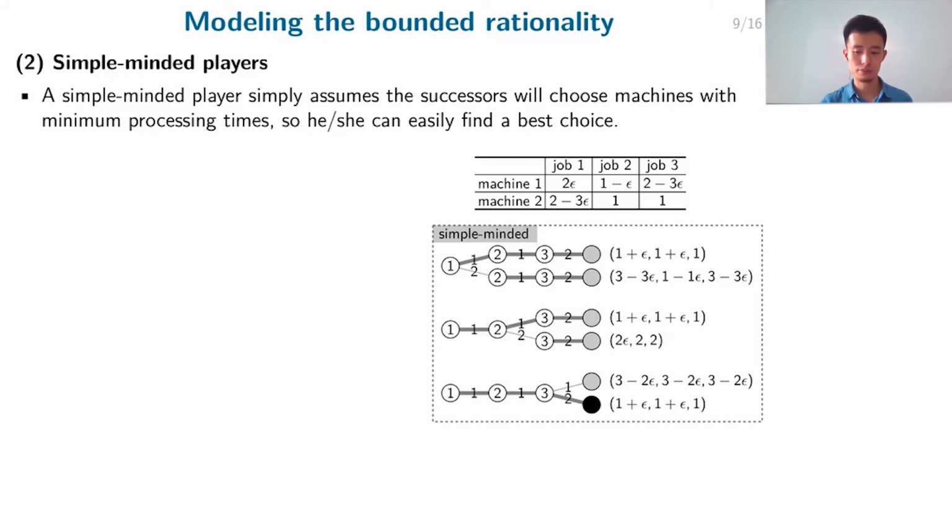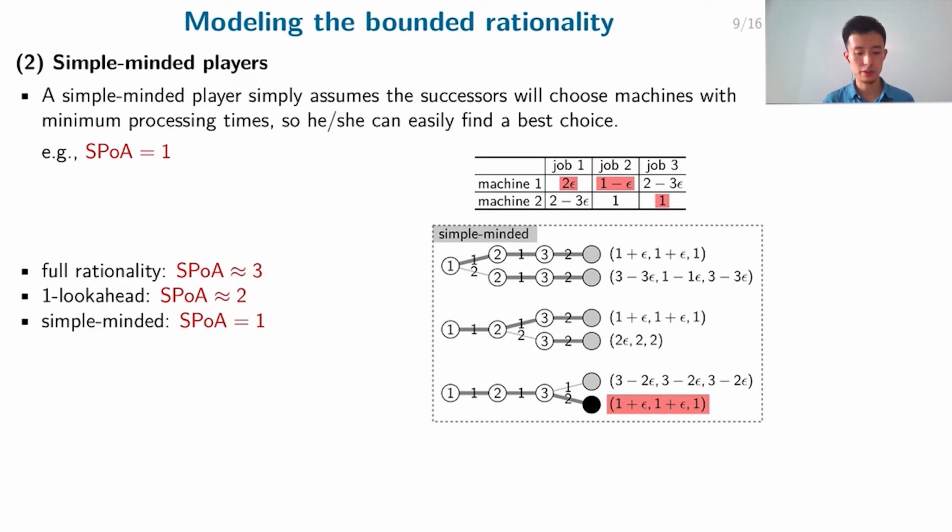Then when job 2 makes a decision, he will also assume job 3 chooses machine 2 and find his best choice. Finally, the equilibrium has a sequential price of anarchy of 1, which is also the optimal solution. Recall that for this particular example, the sequential price of anarchy for full rationality is 3, for one look-ahead is 2, and for these simple-minded players is 1. It seems that the bounded rationality is indeed better than the full rationality.